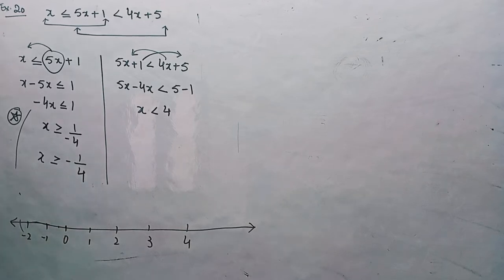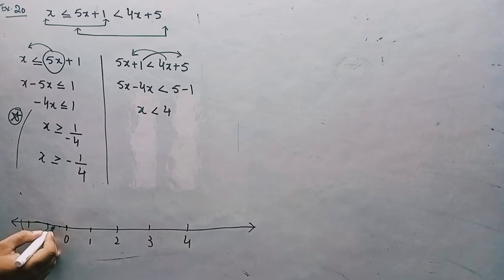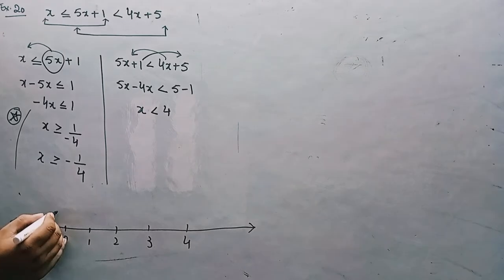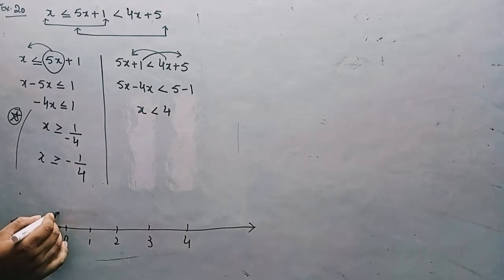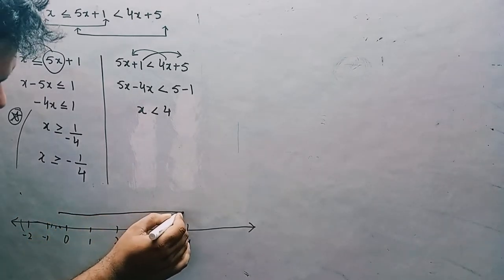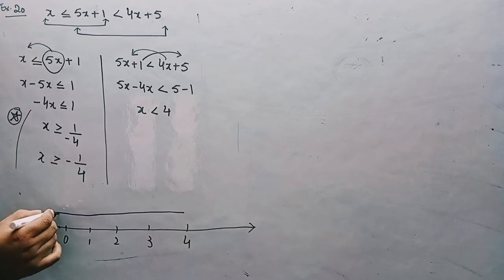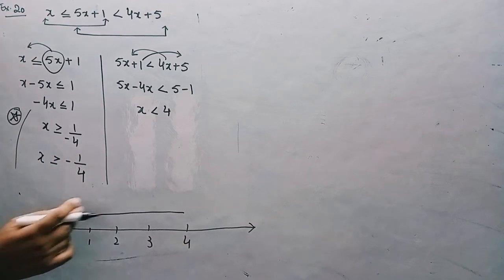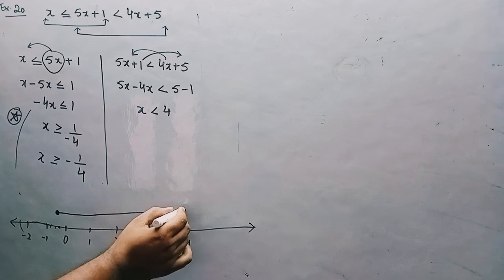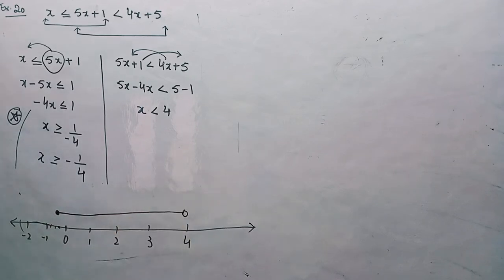-1 by 4 कहाँ पे मुझे आ जाएगा? That's 0.25. इसका फोर्थ पार्ट, इसको मैं 4 पार्ट्स में डिवाइड करूंगा. 1, 2, 3, 4. सो ये यहाँ पे आ जाएगा, यहाँ से लेके 4 तक. अब यहाँ पे देखना है कि -1 by 4 is included, so I will draw here the shaded circle, and 4 is not included. I will draw here the open circle, the empty circle. This is the answer of the question.